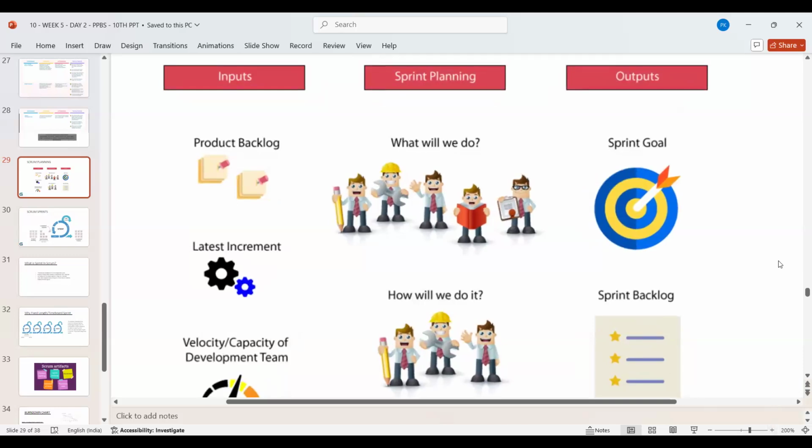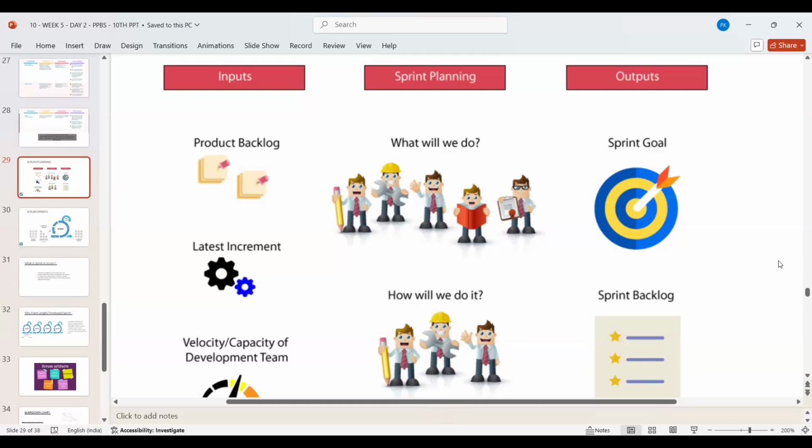Here we have bifurcated the entire process of sprint planning into three categories, right? So basically, one is inputs, one is outputs, and one is actually sprint planning. So what happens during the sprint planning, and what is the input that is required? That is on the left hand side, and what should be the output? What should be the result of sprint planning? That is mentioned on the right hand side.